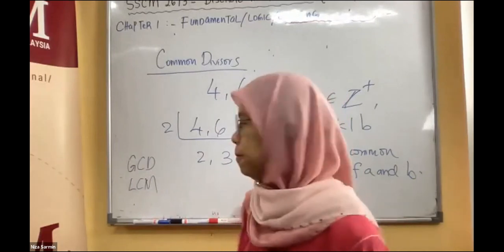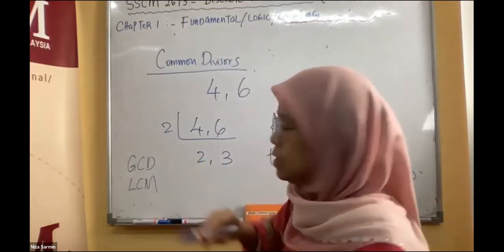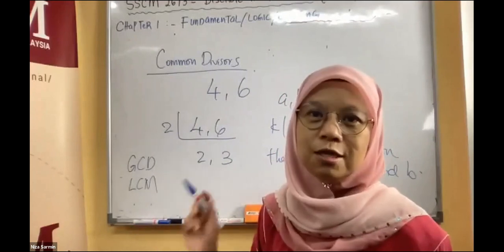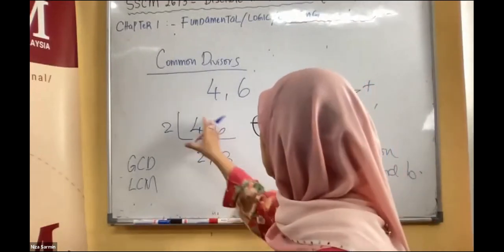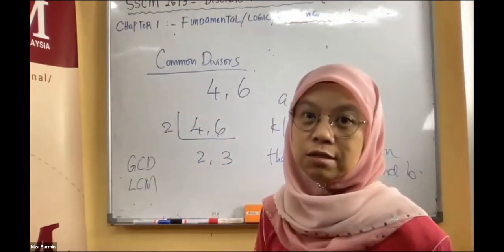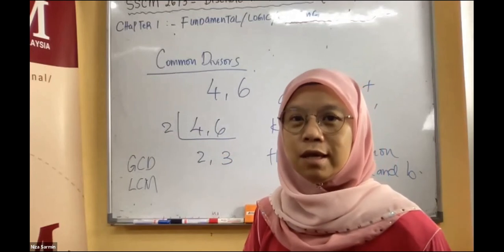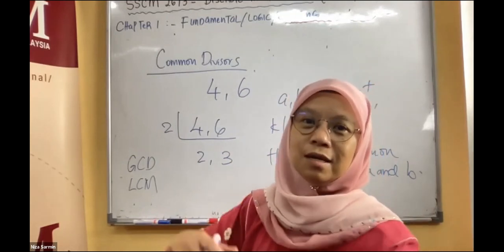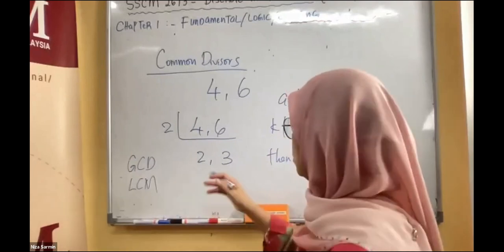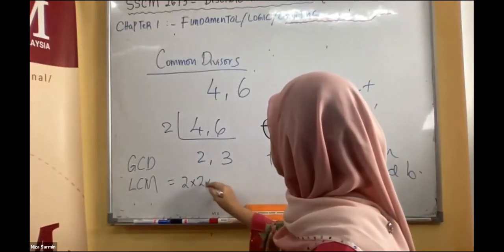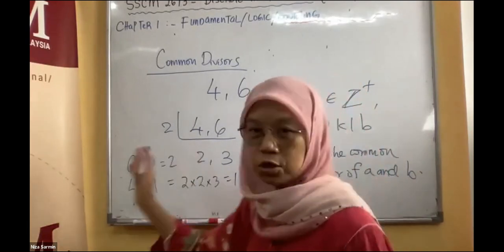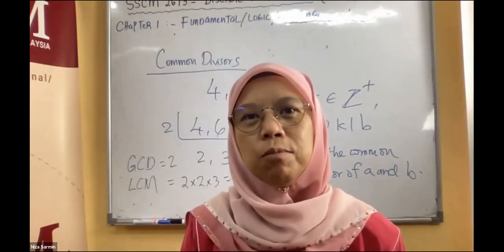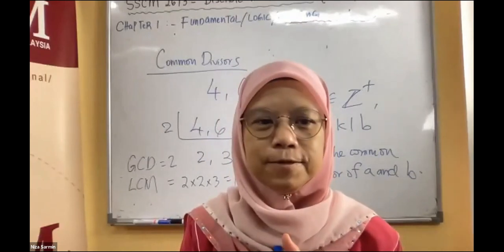I will continue this tomorrow. But from here, this is the GCD. And the LCM is you multiply these three: 2 times 2 times 3, which is 12. It's the lowest multiple of 4 and 6. 4 times 3 is 12, 6 times 2 is 12. There is a bigger one, like 24, but this is the lowest one. So LCM is 12, GCD is 2. I will give you more questions tomorrow and also talk more about the division of integers. All right, okay.